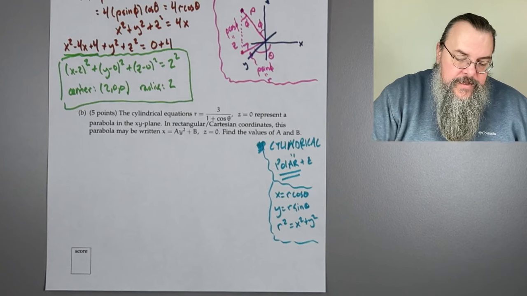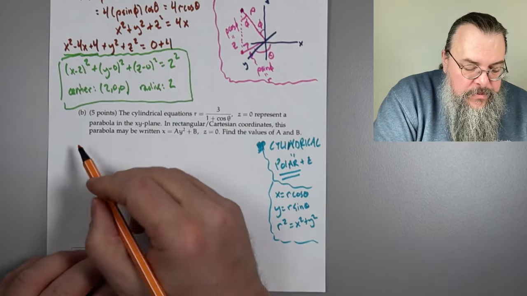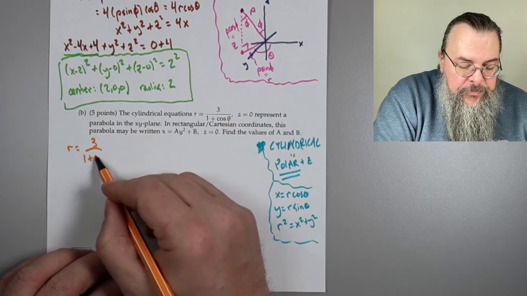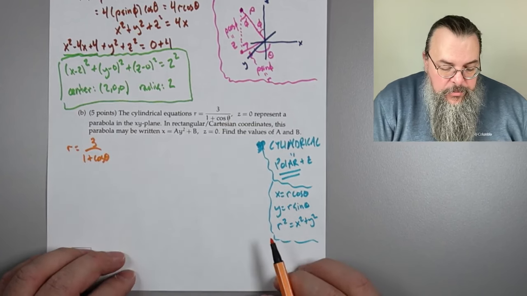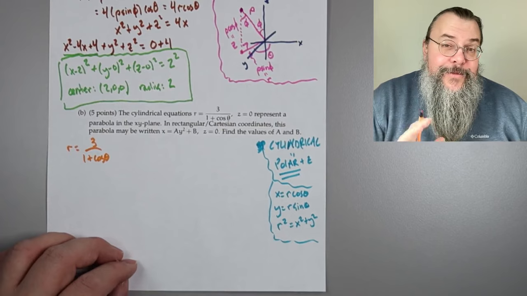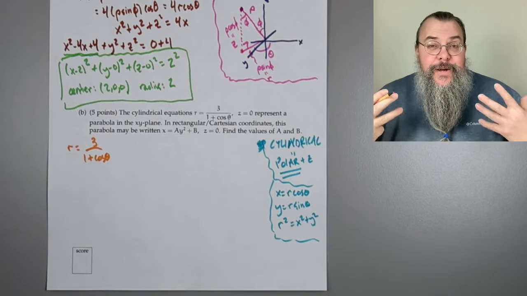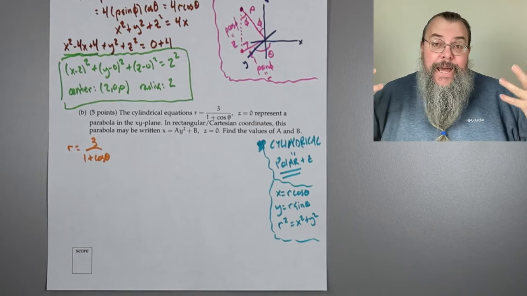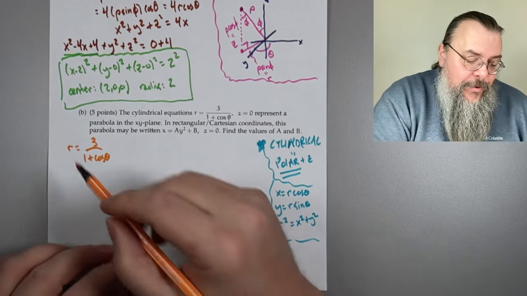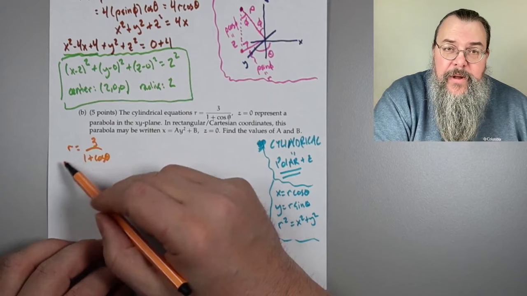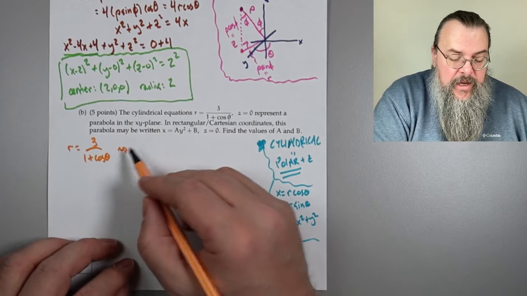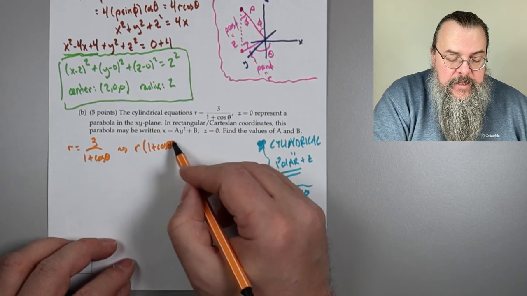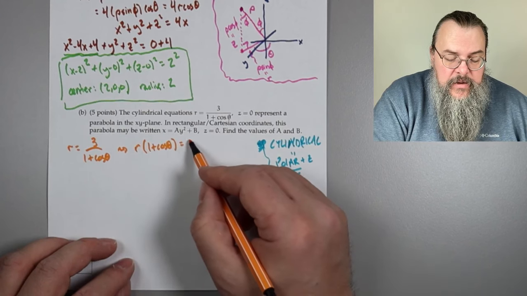Well, let's start. We have r equals 3 over 1 plus cosine theta. Now, I don't know about you, but in the past, fractions are usually a place where I make mistakes. So I like to try to get rid of fractions if I can. And we can. So what we can do is cross multiply. So this would say r times 1 plus cosine theta is equal to 3.